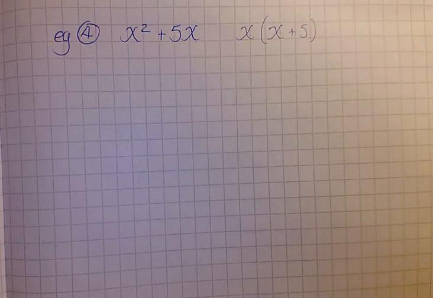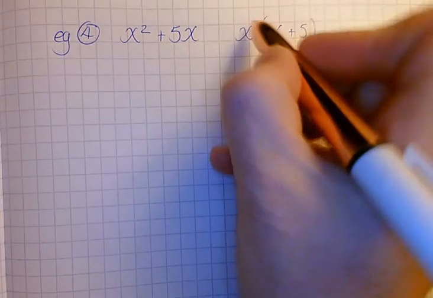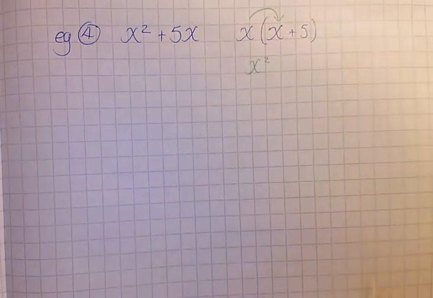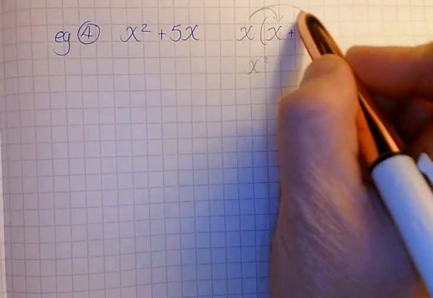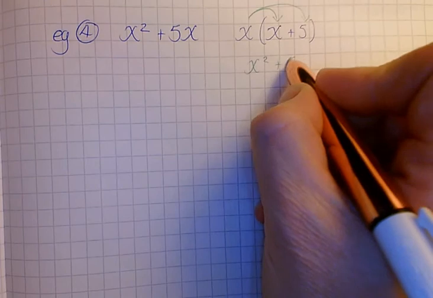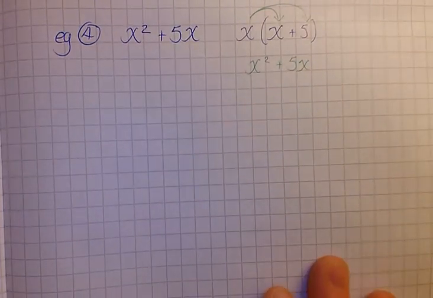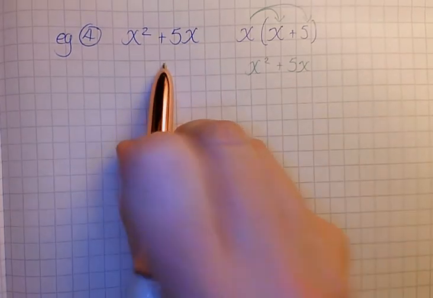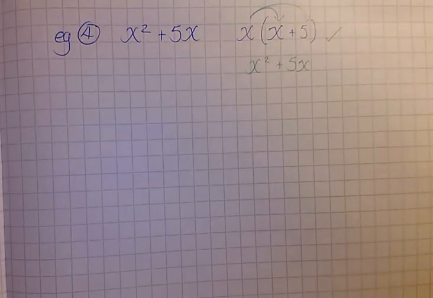So let's see if this has worked. If we do x multiplied by x, that gives me x squared. And if I do x multiplied by 5, that gives me 5x. So we know that this matches here, and we've got that one correct.